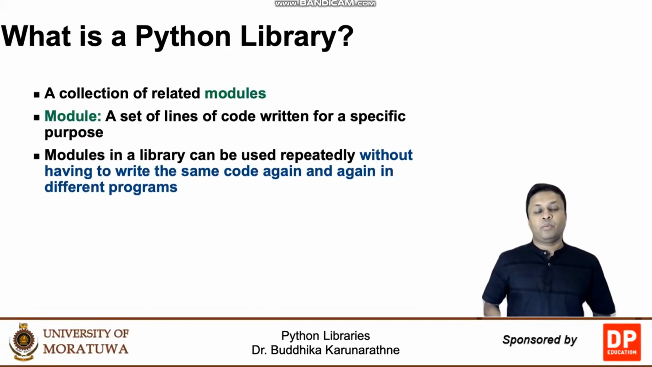Now let's look at what a Python library means. A Python library is a collection of what we identify as modules. In simple terms, a Python module is a set of lines of code written for a specific purpose. You can get some specific task done using a given module. You can use this module repeatedly in Python programs without having to rewrite the same code at each usage. This makes your life easier as a programmer.